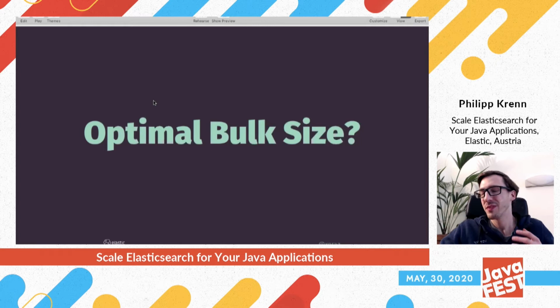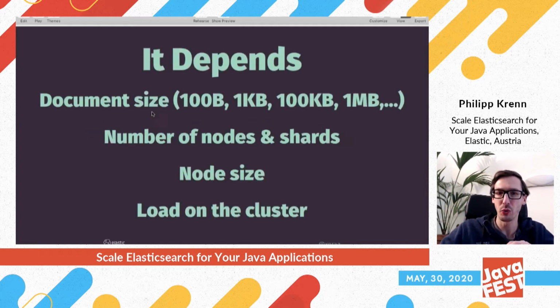But the optimal bulk size really depends on what you want to do. It will depend on how large your documents are. If you have very small documents, probably you can batch more of them together. If you have 100 byte documents, throw in a lot. If you have 1 megabyte documents, probably not that many. Also, there is a request limit in Elasticsearch of 100 megabytes by default. So one request cannot be larger than 100 megabytes, otherwise it would be rejected.